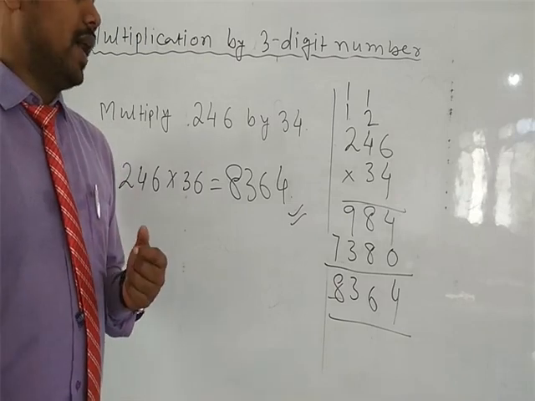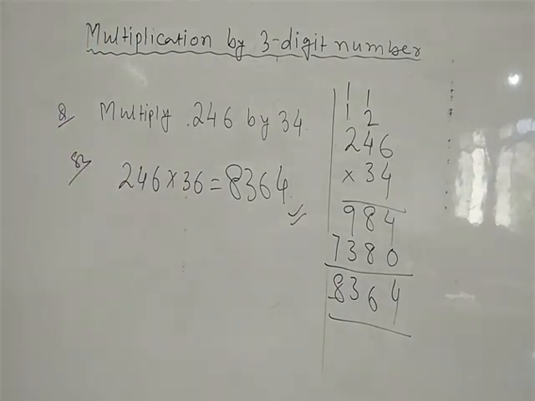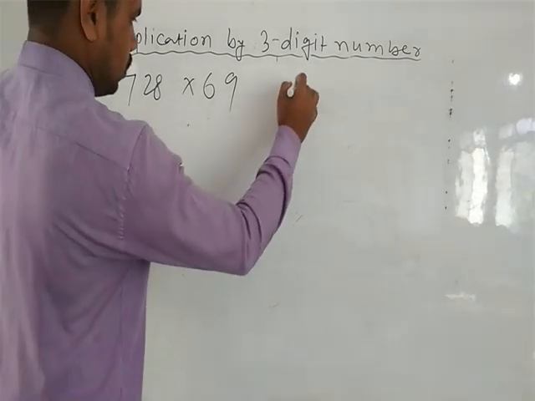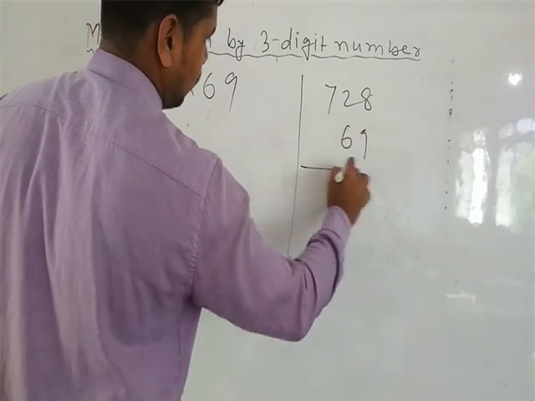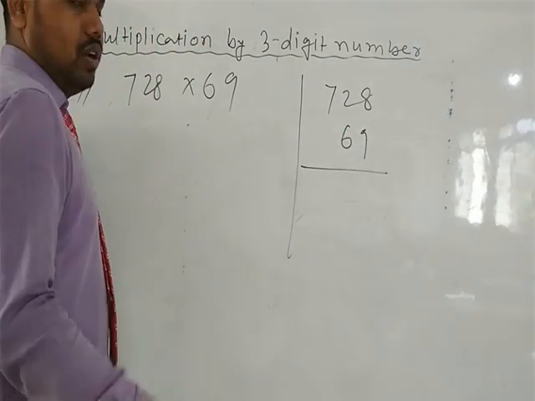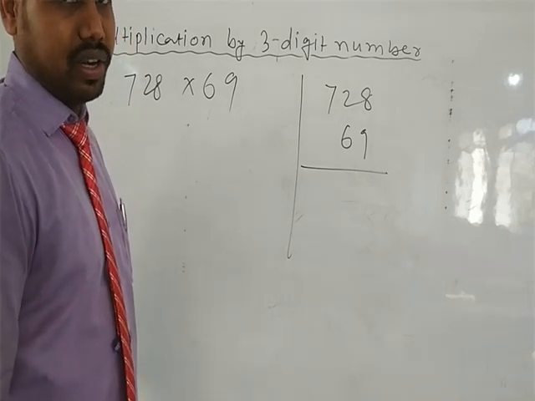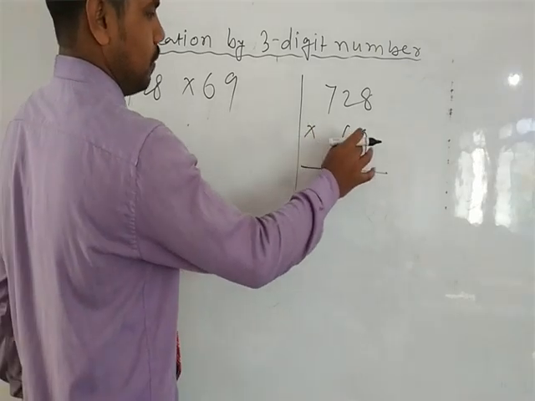Okay. And let's see the rest of all which type of question is there. Here one more example is given. So let's see this one. Okay, so 728 multiplied by 69. For this you need to be very fluent about the tables. You need to revise a lot of tables because without tables multiplication is very difficult.